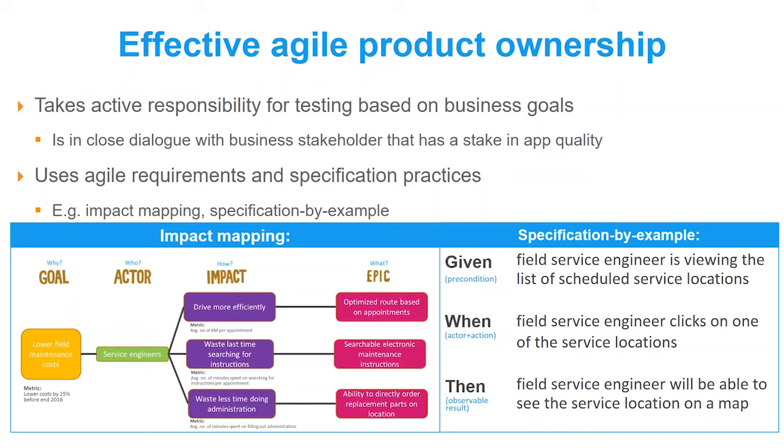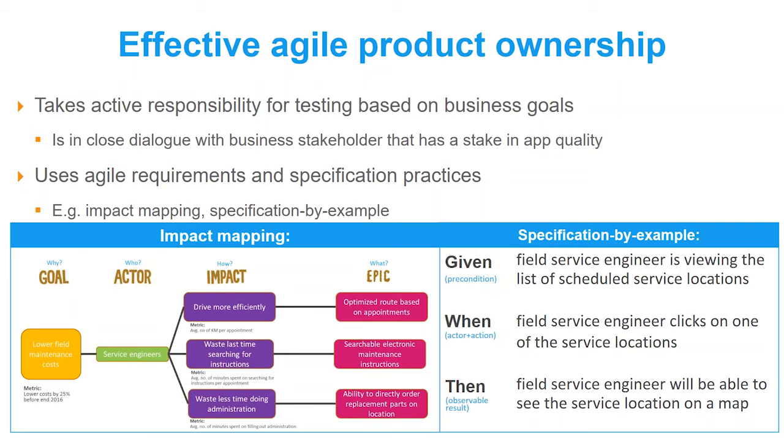And impact mapping, an impact map is actually a map showing you how your project is going to contribute to business goals. And by making the impact map, you make the business impact that you seek explicit. So that means that you can focus your development and testing on achieving that impact. So to zoom in on that a little bit, this is an example of an impact map, and in this case we have a project that has the business goal of aiming to lower the field maintenance costs.